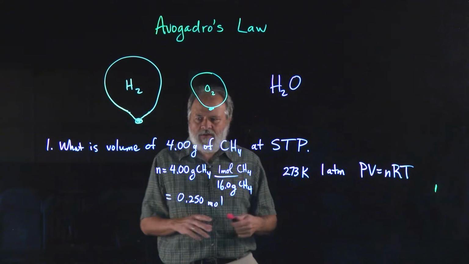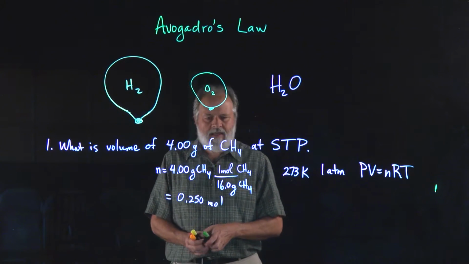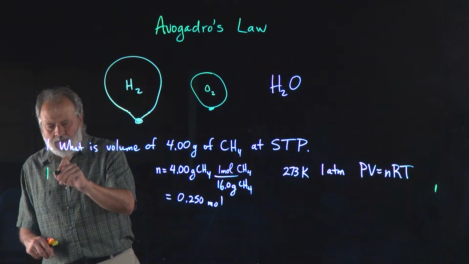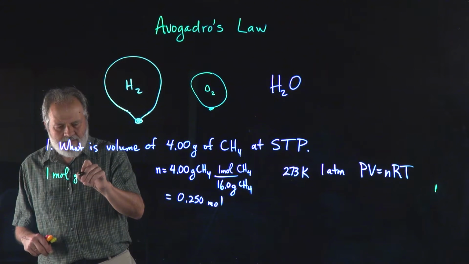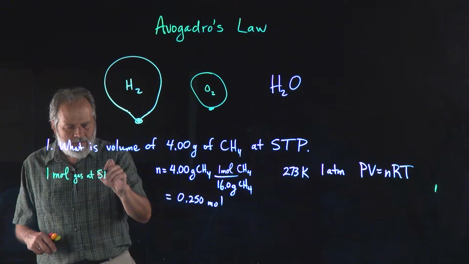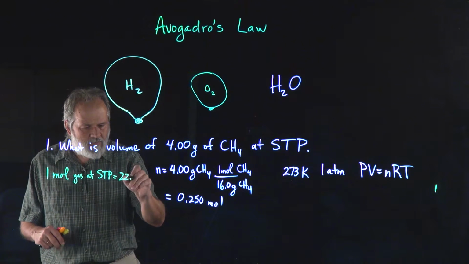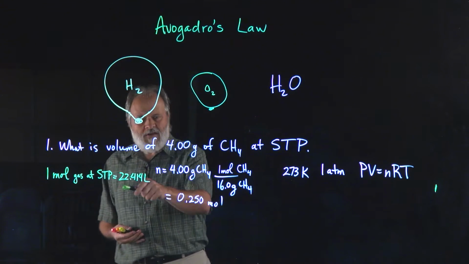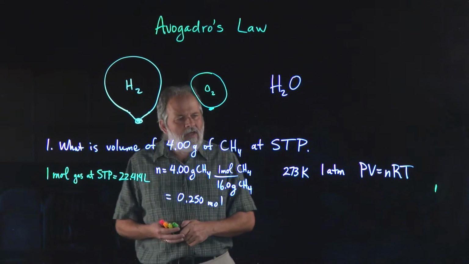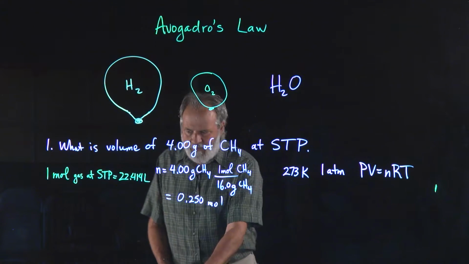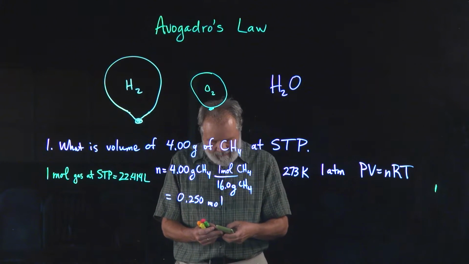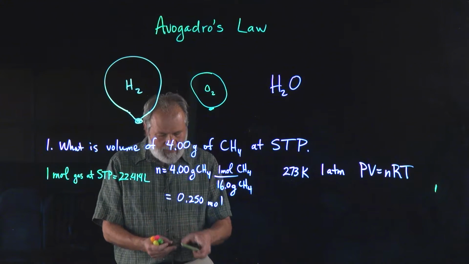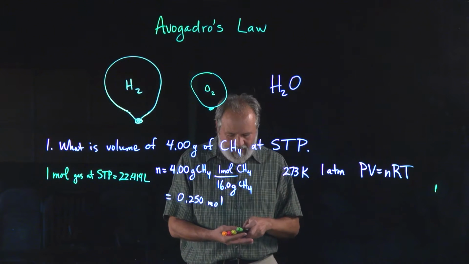All right, so we could do all this, but it turns out we can use a shortcut, and that is the fact that all gases at STP, if you have 1 mole of gas at STP, that's equal to 22.414 liters. Okay, and so basically the volume of 1/4 of a mole of any gas is going to be 1/4 of 22.414, and so let's just figure out what that is. And that's 5.6 liters.